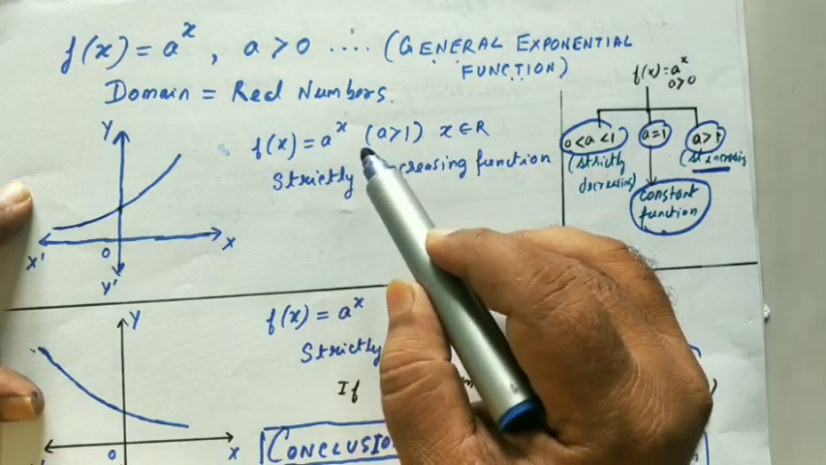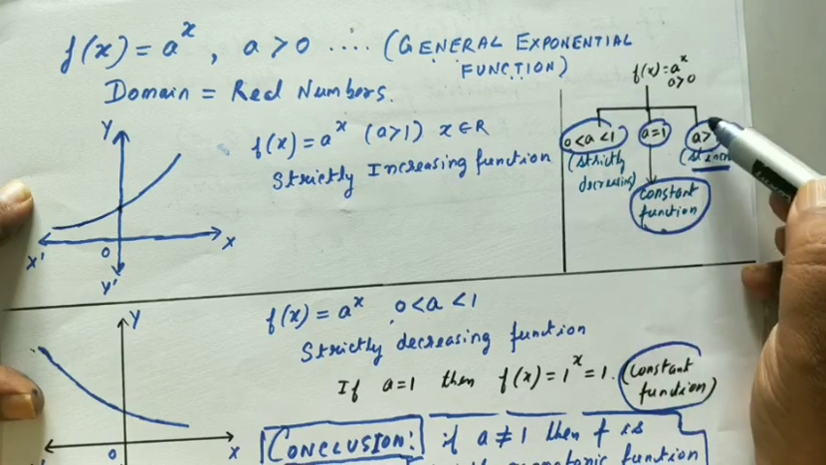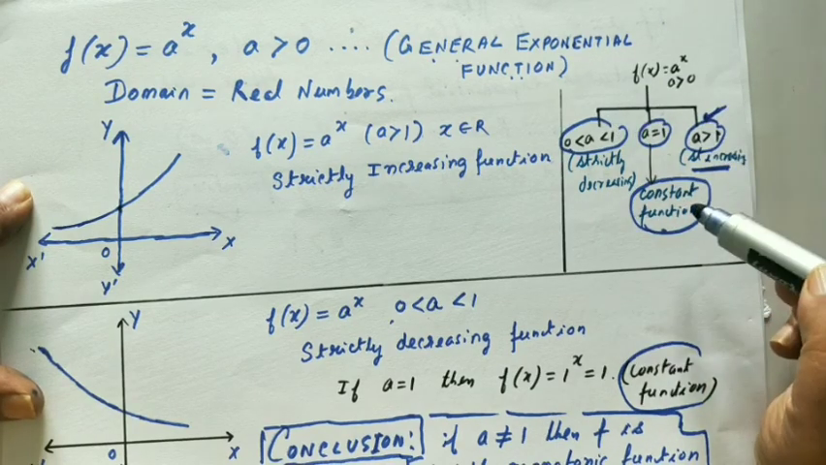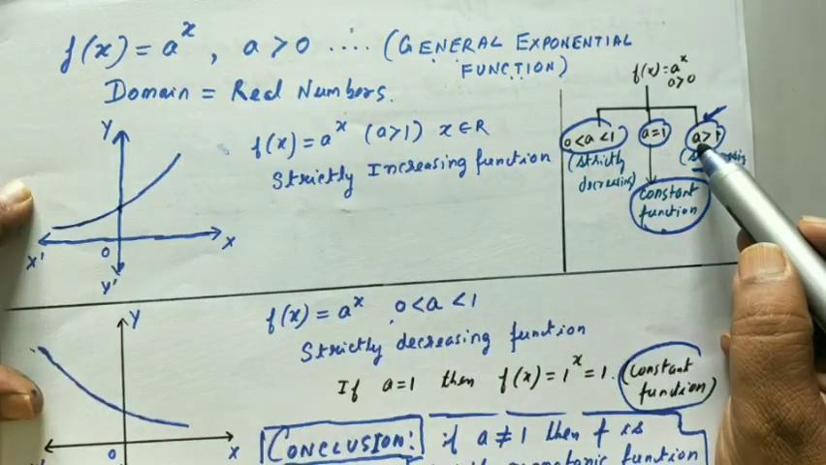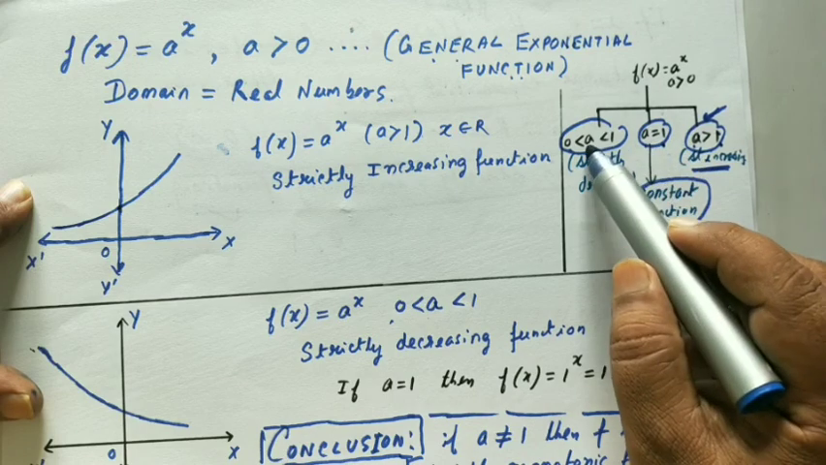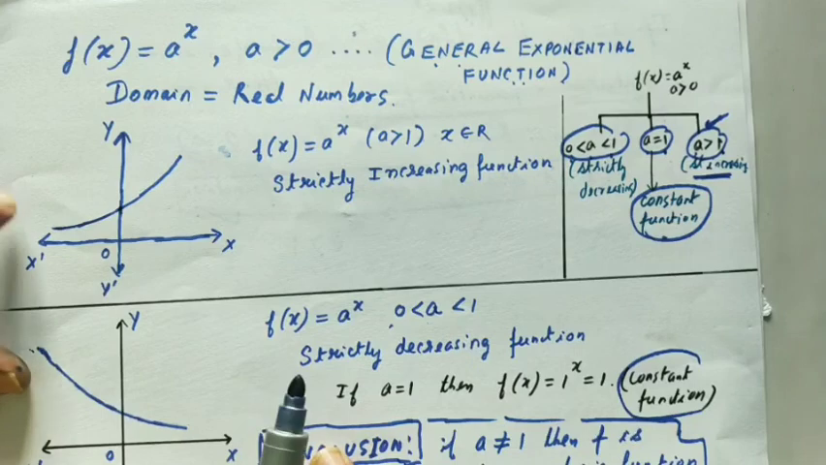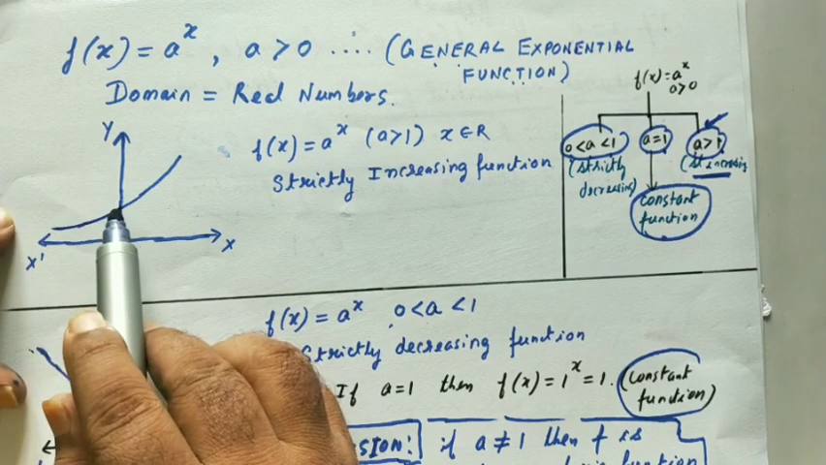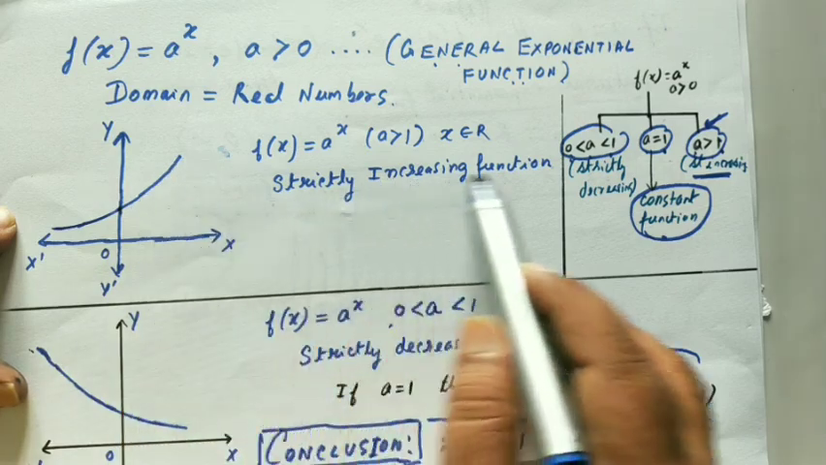Now we are going to discuss 3 cases. One case when a is greater than 1. Since a is greater than 0, 3 cases are a is greater than 1, a is equal to 1 and a is between 0 to 1. When a is greater than 1, this is the graph. You'll find it's a strictly increasing function.